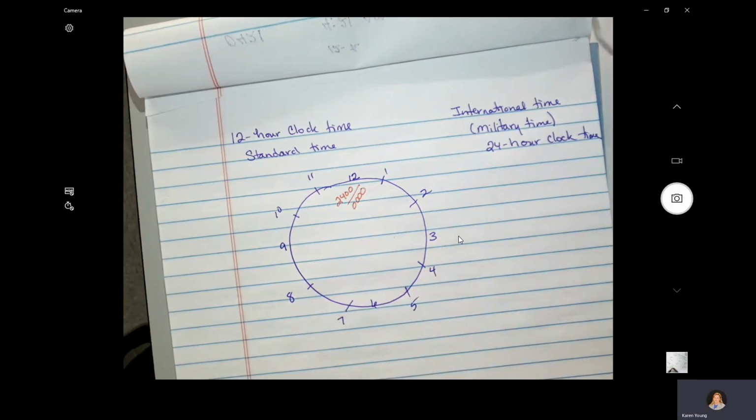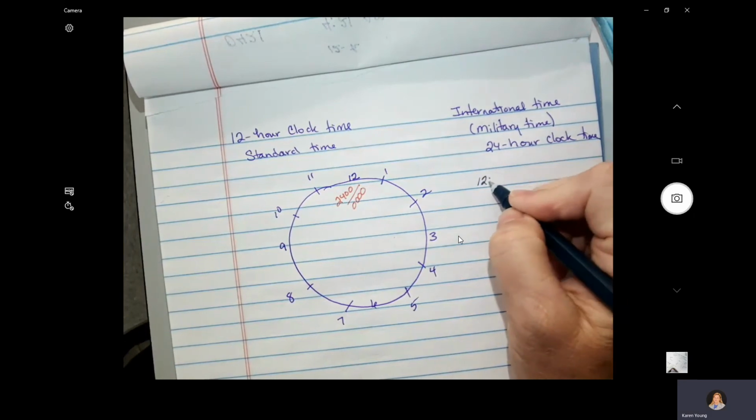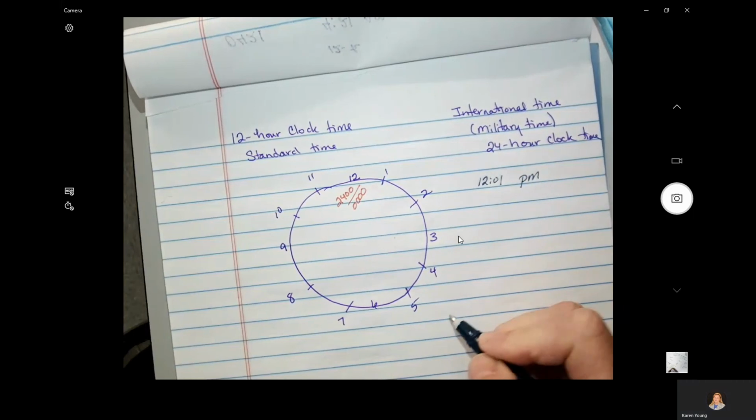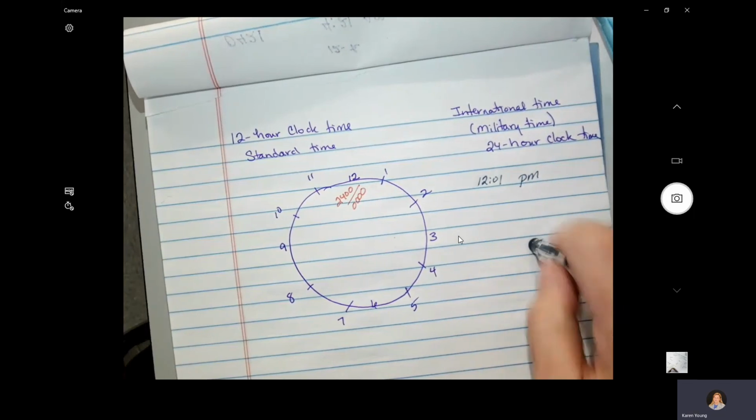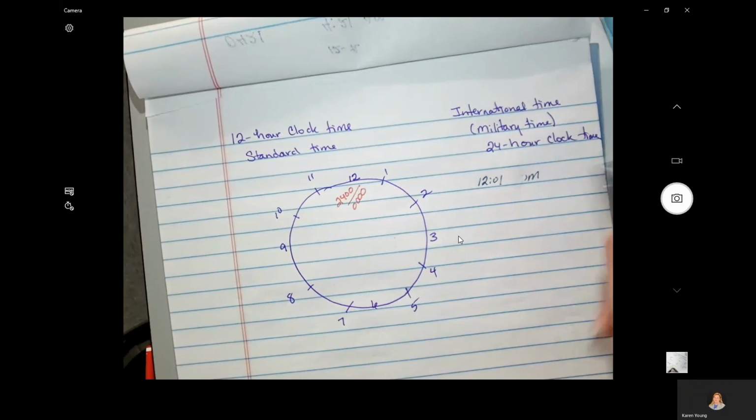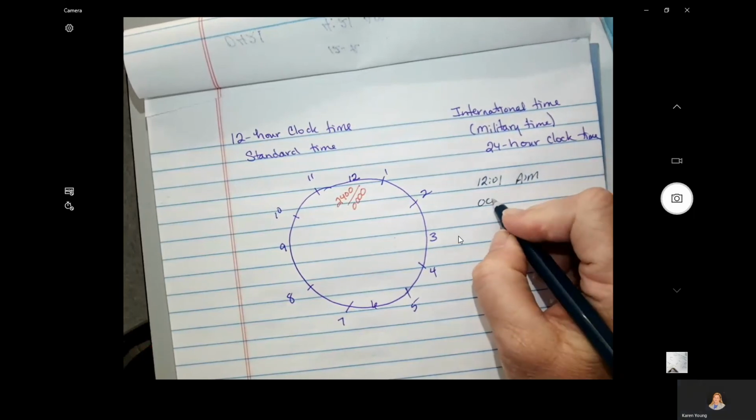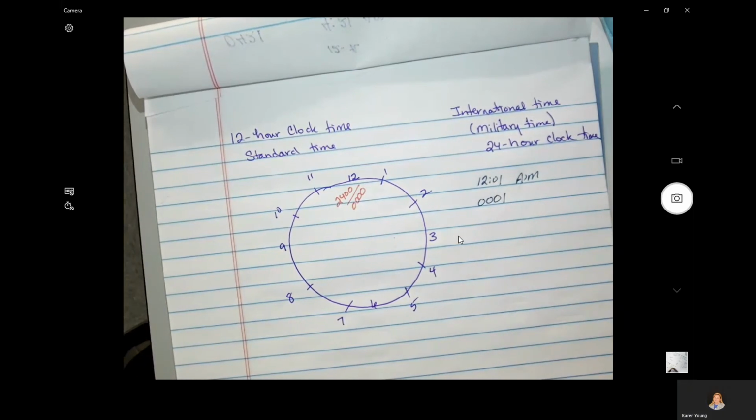Because if we're talking 12:01 p.m., that's after lunch, and 12:01 a.m. is just after midnight. So 12:01 a.m. is 0001. I'm not going to use 24:01 because it's after midnight. It's now morning, and AM is always less than 12, PM is always greater than 12.